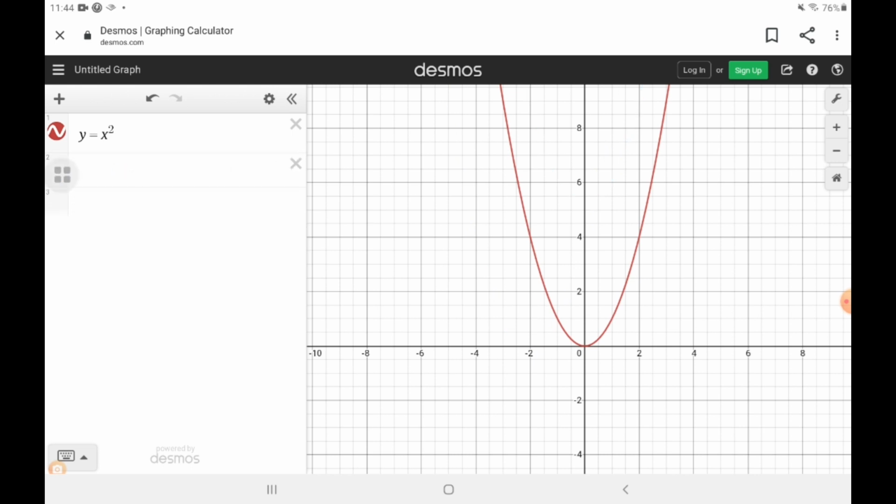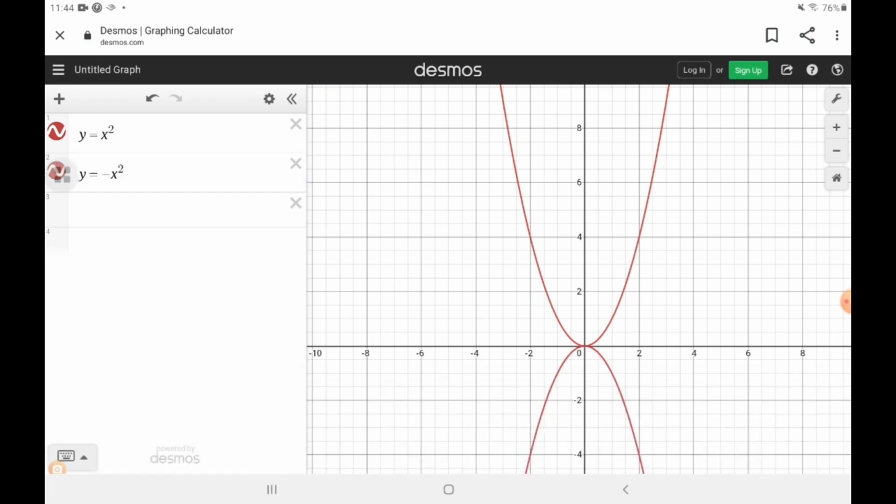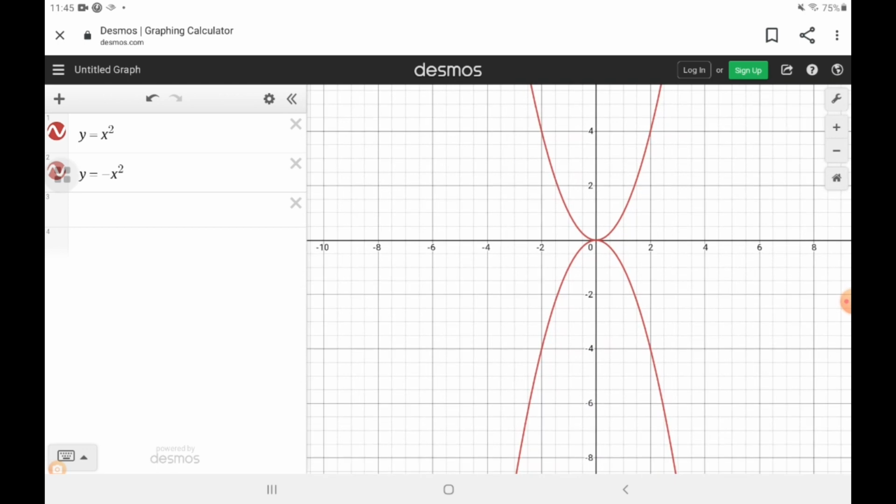Let's check the third type of transformation, which is the reflection. Let me enter y is equal to minus x squared. How does the graph look? You can see that when there is a minus in front of the function, minus x squared, the graph is reflected parallel to the x-axis. So thanks for watching. That is all about the transformation of quadratic graphs.